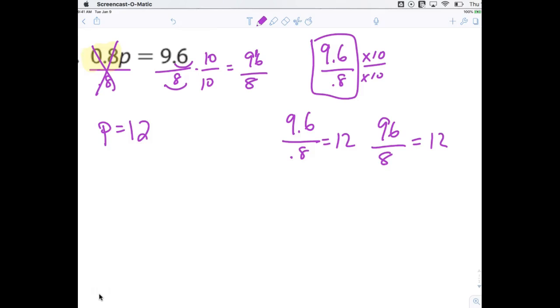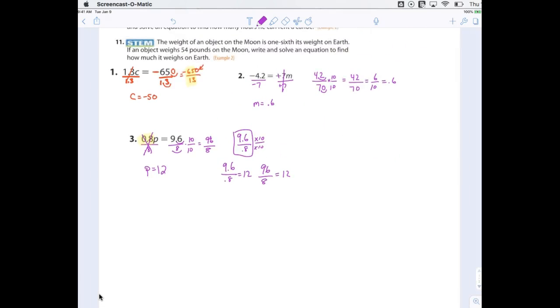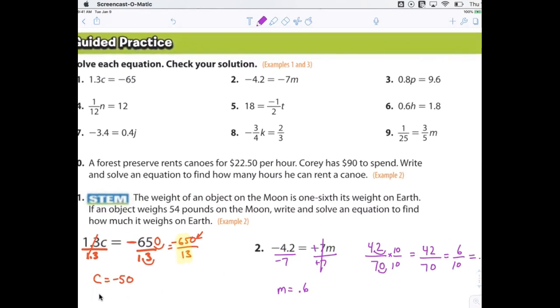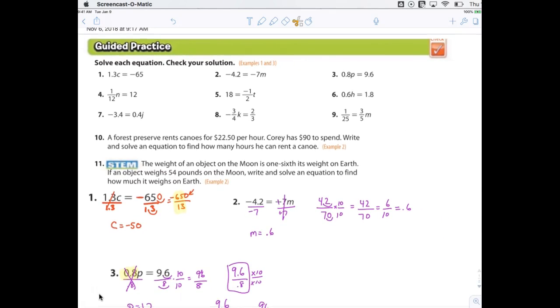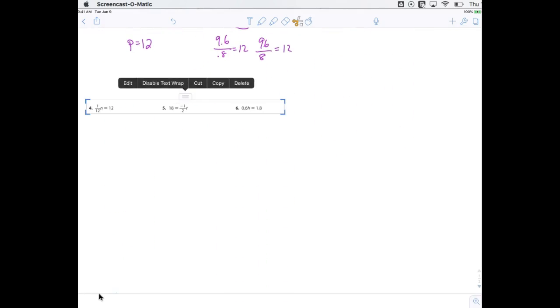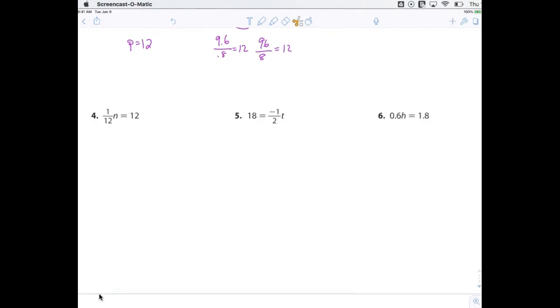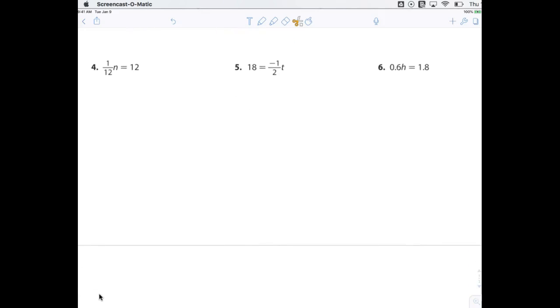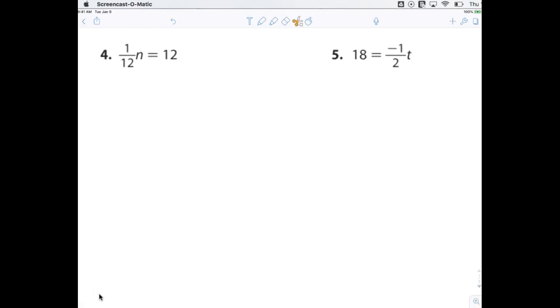Yeah. All right. So again, here we go. Let's check out number 4. Everybody can write down 4, 5, and 6 now. All right, let's take a look at number 4. Now, we just talked about this a second ago.